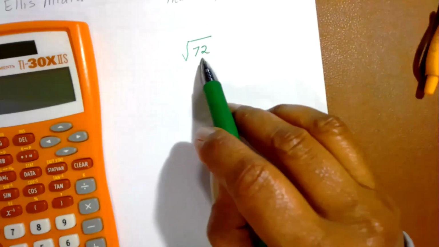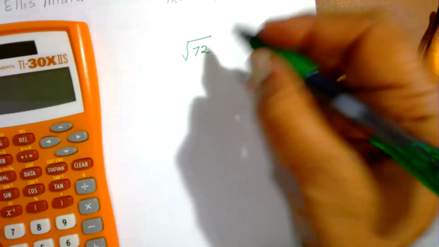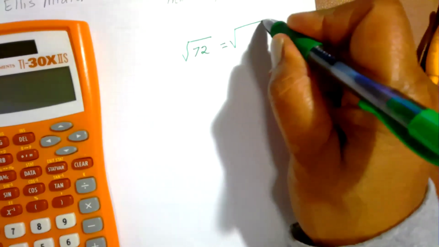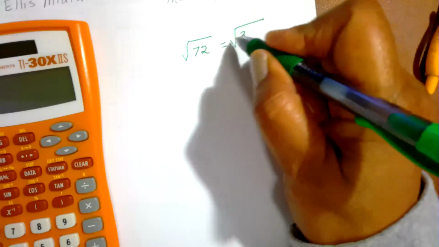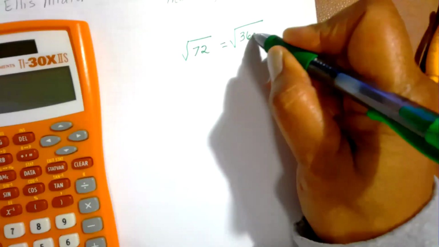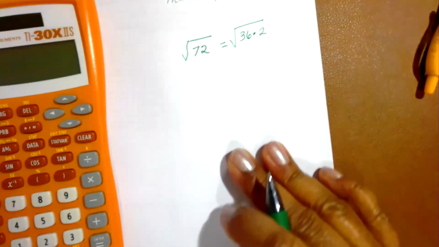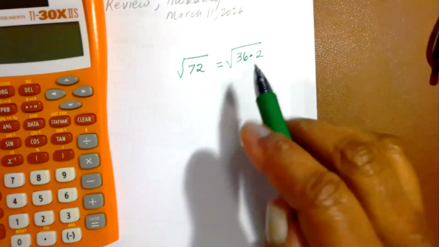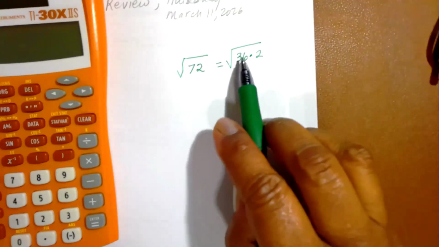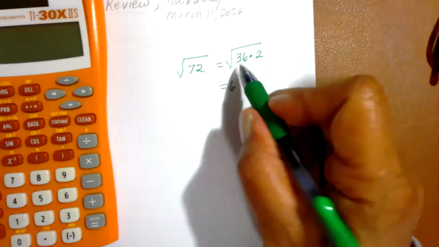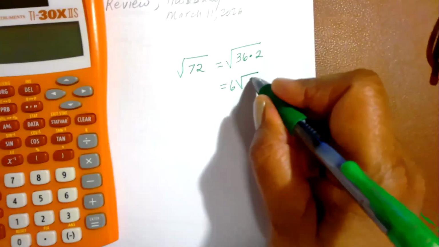72 is not a perfect square number, but 72 contains quite a few perfect square numbers, but the biggest one is 36. 72 means 36 times 2 under the radical. And if you do that, then you take the square root of 36 out of the radical as a 6. The square root of 36 is 6, but the 2 has to remain under the radical.